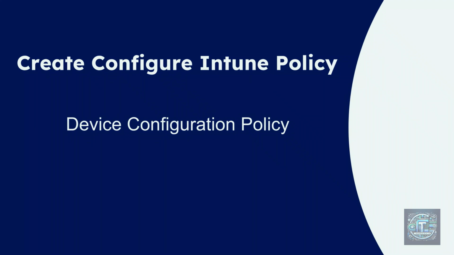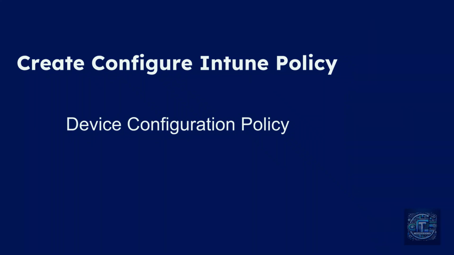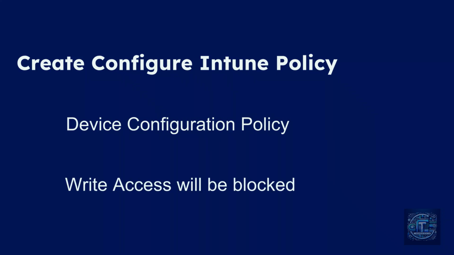To block write access to USB storage devices using Microsoft Intune, we'll create a new device configuration policy to allow write access on only USB BitLocker encrypted devices. If the storage device is not encrypted, the user will not be able to do any write operation on the non-BitLocker encrypted device. Alright, let's head over to the Microsoft Intune admin portal and create a new device configuration policy to block write access to USB drives.